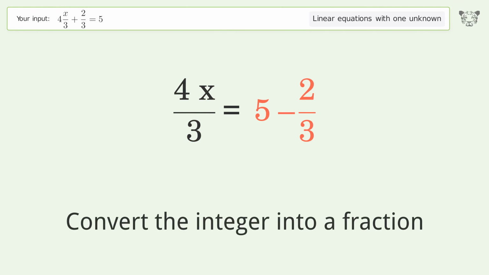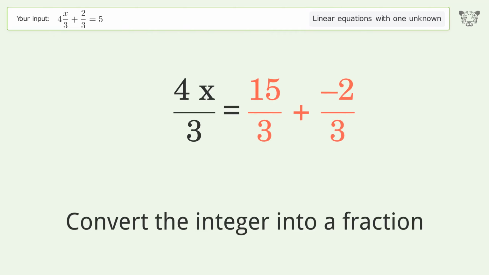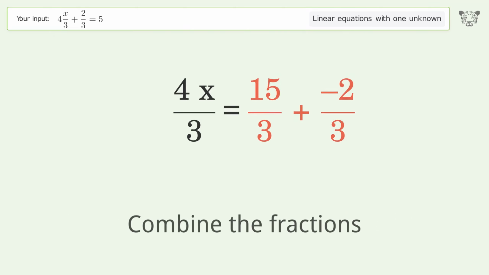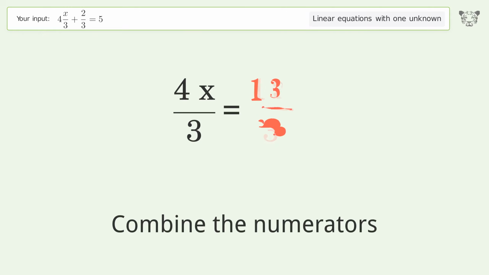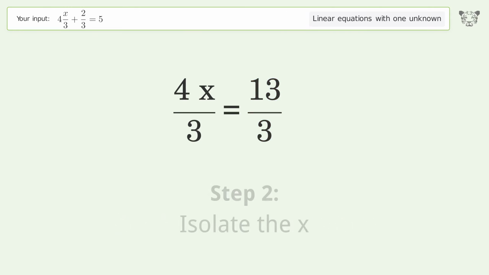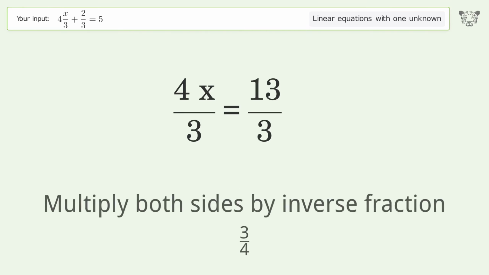Convert the integer into a fraction. Combine the fractions. Combine the numerators. Isolate the x. Multiply both sides by inverse fraction 3 over 4.